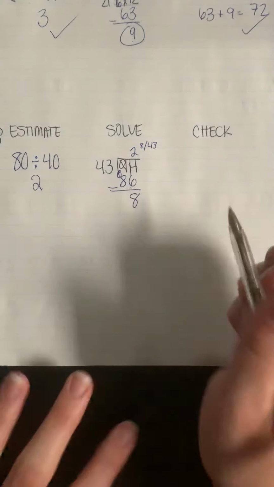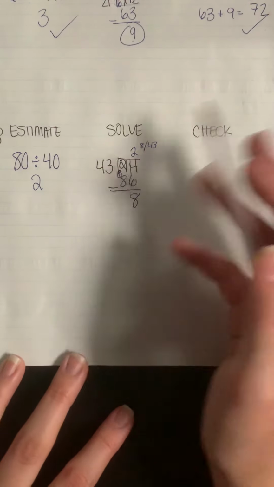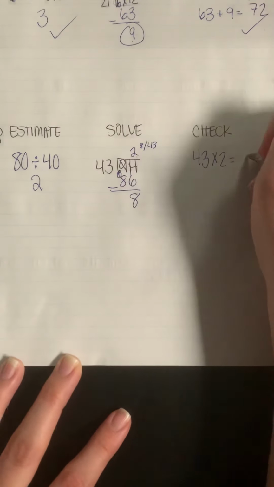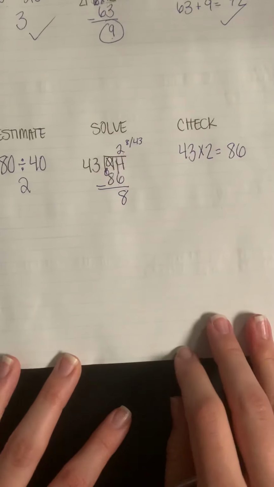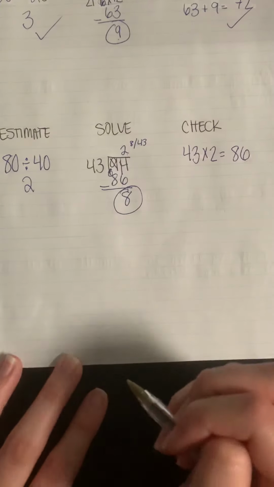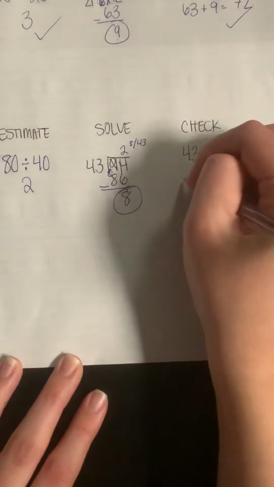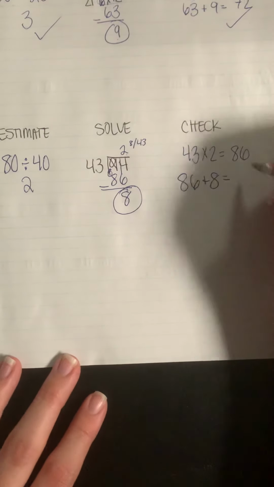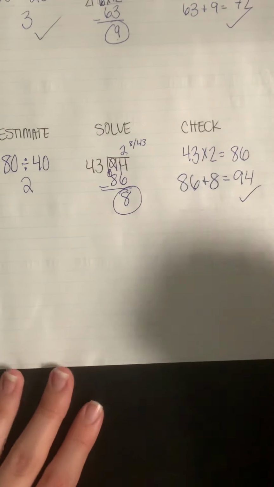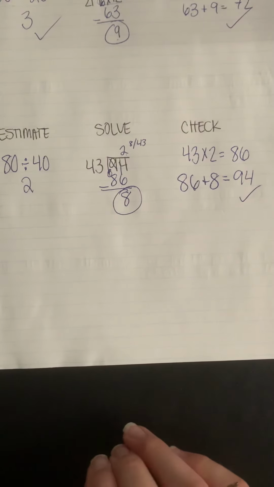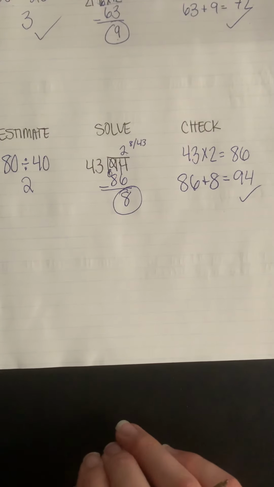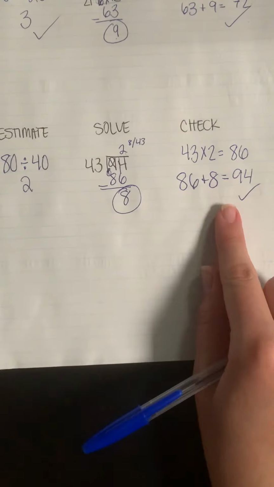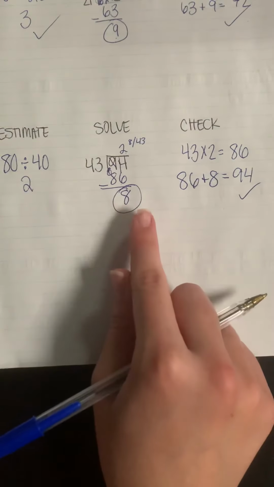Now when we're checking, the first thing that I did was 43 times 2, really. And that is 86. And then I have to add on that remainder. 86 plus 8 gives me 94, and that's the number that we started with. Our estimated quotient and our actual quotient turned out to be extremely close.